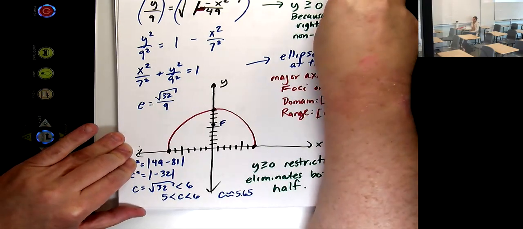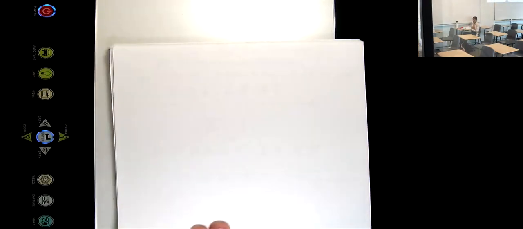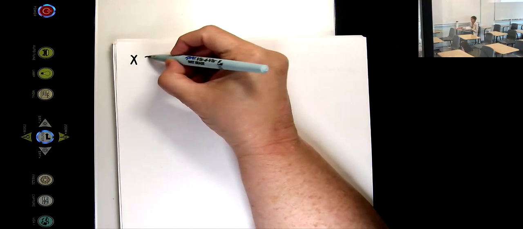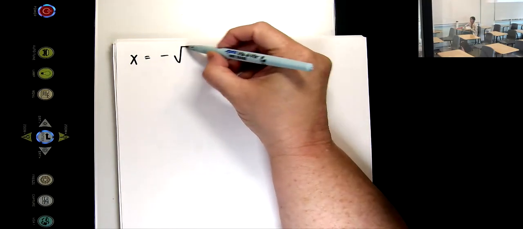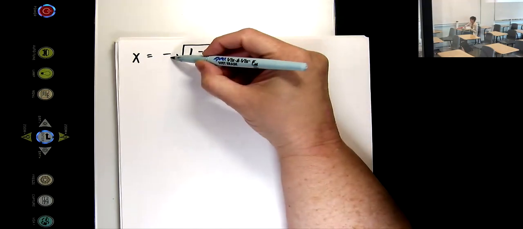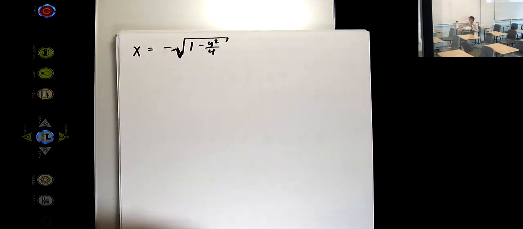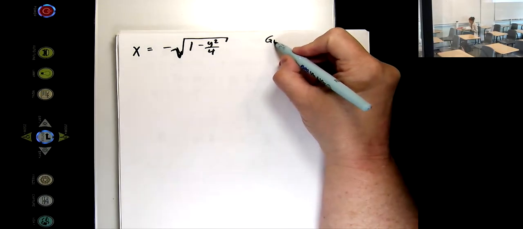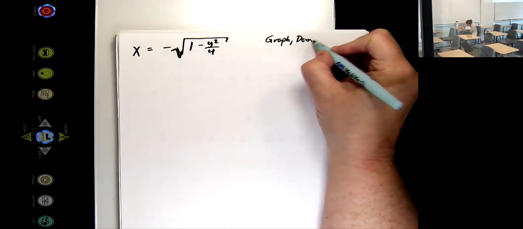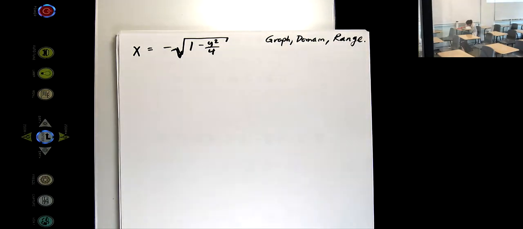With that in mind, let's look at the next problem. And we will see how you guys do on your own at first. X equals negative square root of 1 minus y squared over 4. And we want graph, domain, and range.